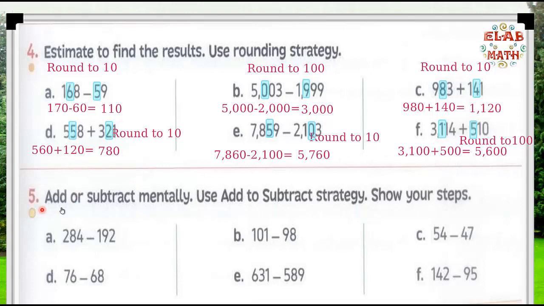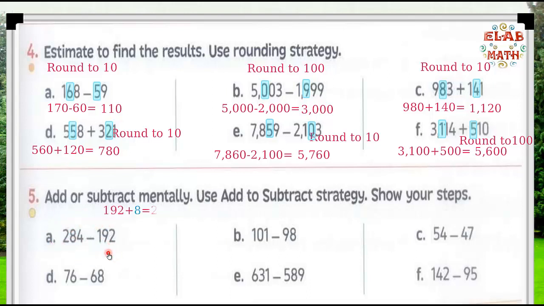Number 5, add or subtract mentally. Use the add-to-subtract strategy. Show your steps. You should see where the subtrahend is. Subtrahend is the smallest number, as we said in the previous video. You can add to or count up to reach the minuend. Minuend is the biggest number.